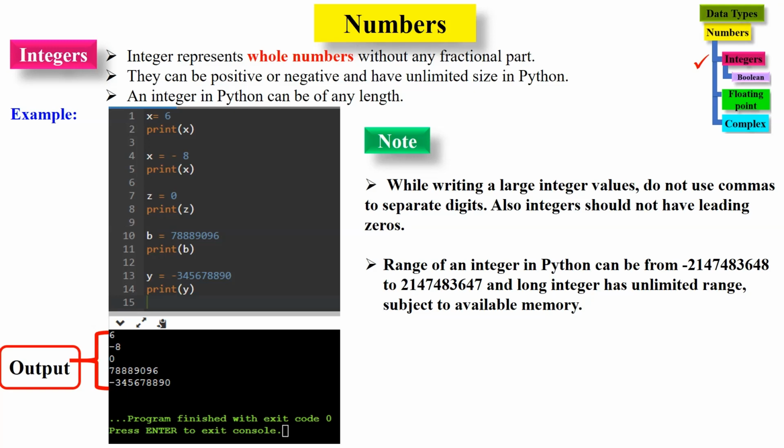Here, you have to note that while writing a large integer value, do not use commas to separate digits. Also, integers should not have leading zeros. Range of an integer in Python can be from -2,147,483,648 to 2,147,483,647, and long integer has unlimited range, subject to available memory.